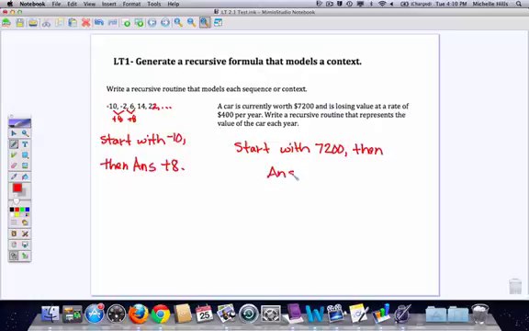ANS, well, it's losing value, so it's got to be ANS minus something, because it's going to be worth less than 7,200, and it's losing value at $400 a year. It wants me to write the recursive routine for each year, so take the previous answer and subtract 400. That's learning target 1 on the Unit 2 test.